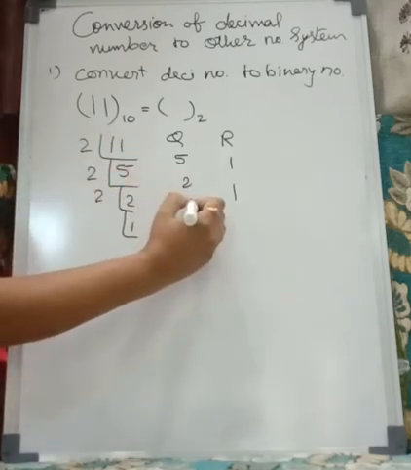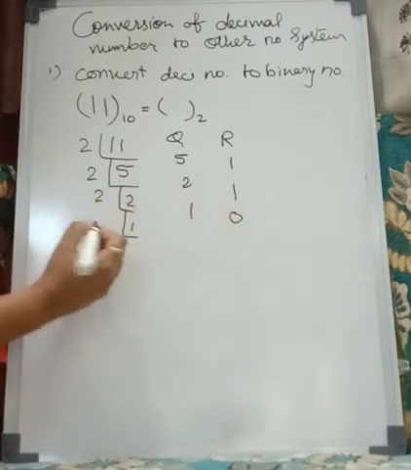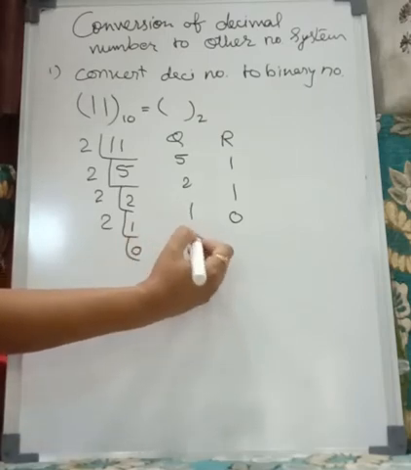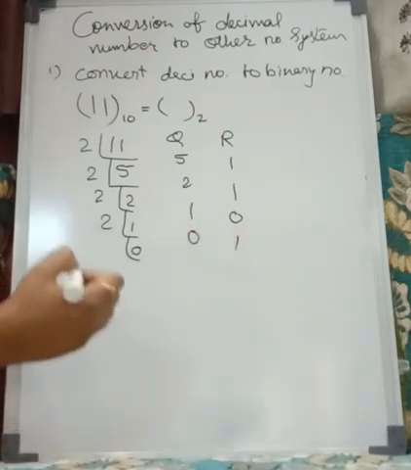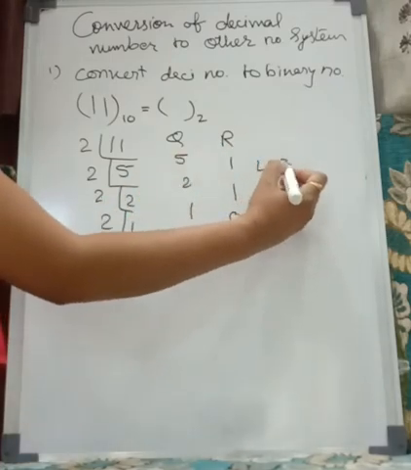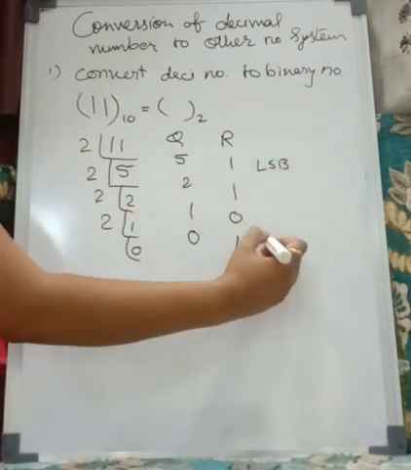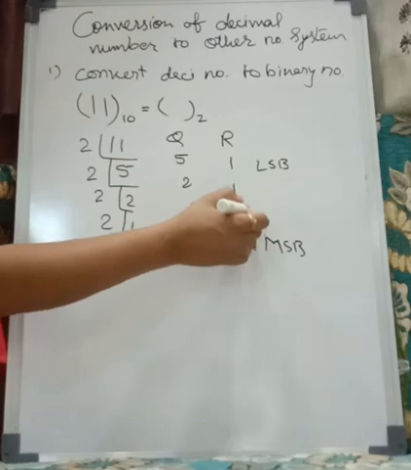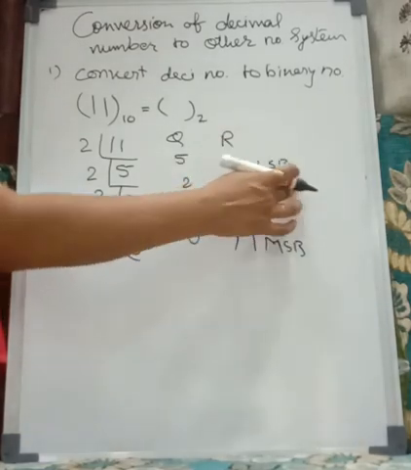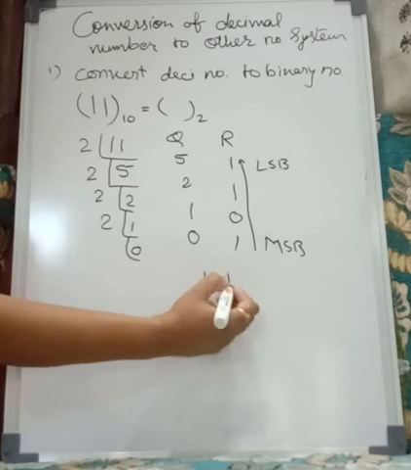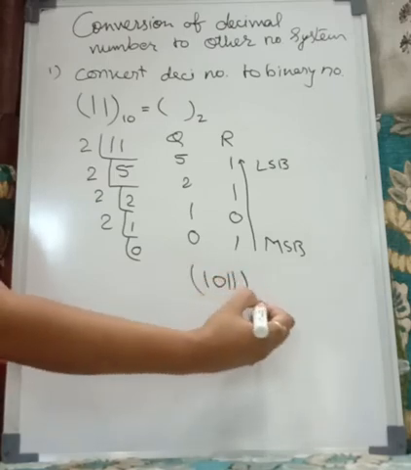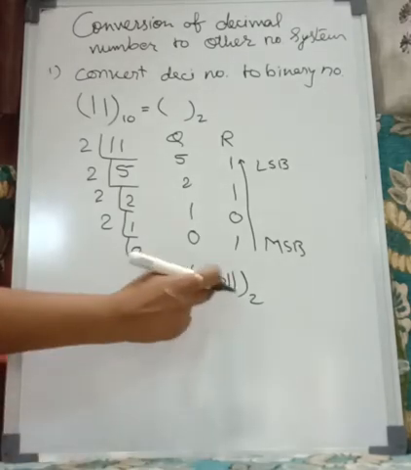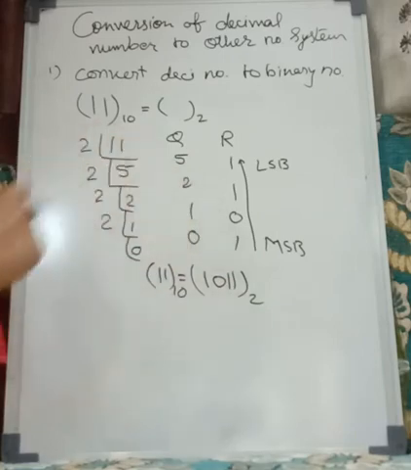So quotient is 1 and remainder is 0. So again when I divide it, it will be 0 and remainder will be 1. Okay, so this is your LSB, the least significant bit, and this is your MSB, the most significant bit. We write the number from MSB to LSB, and the number will be 1011 in binary. This is for decimal 11. Decimal 11 is represented as 1011 in the binary number system.